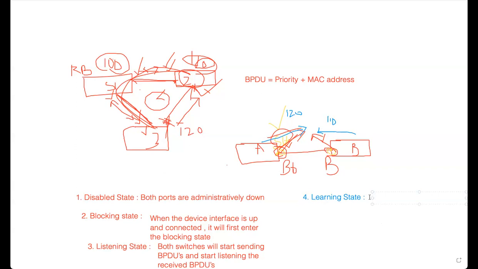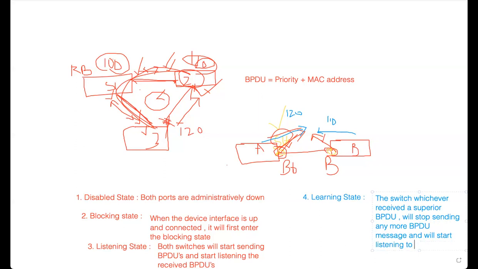In the learning state, the switch that received a superior BPDU will stop sending any more BPDU messages and will start listening to superior. So in this case, superior means what? Root bridge.